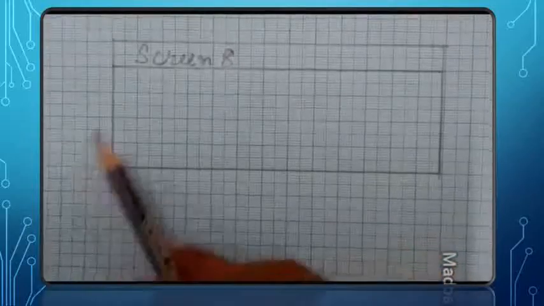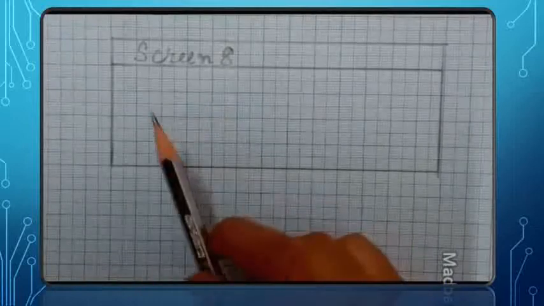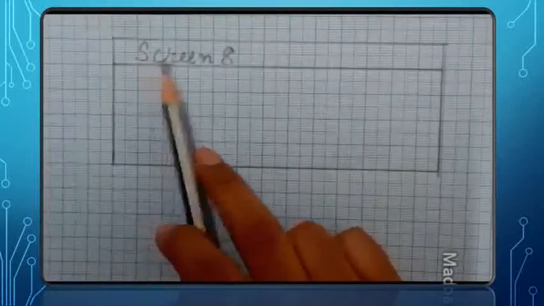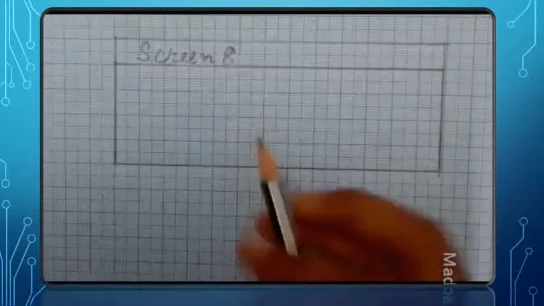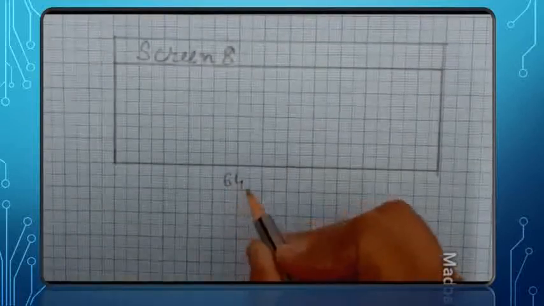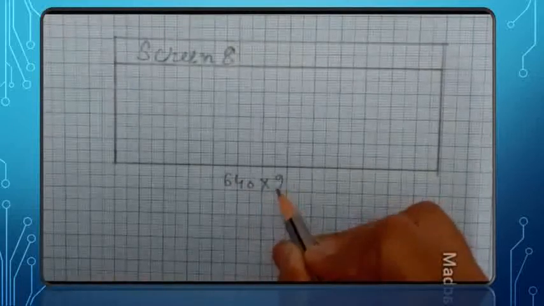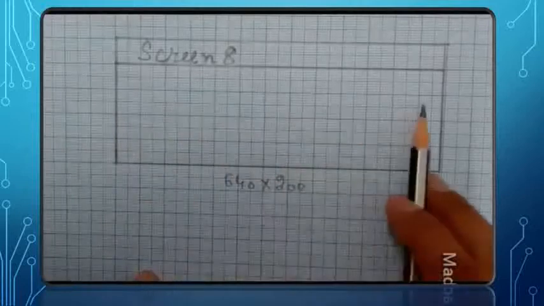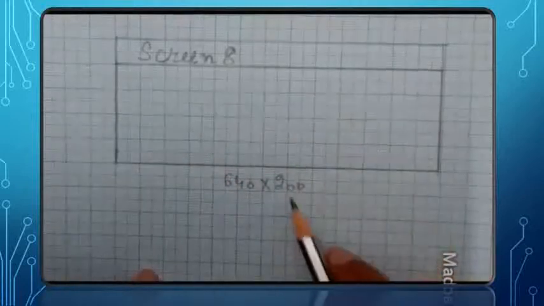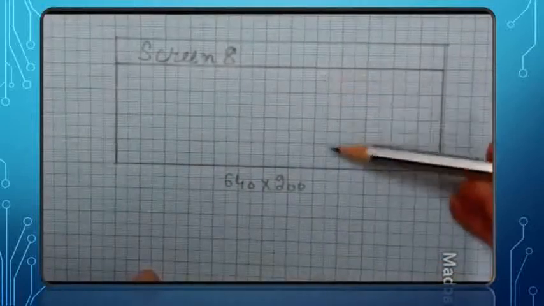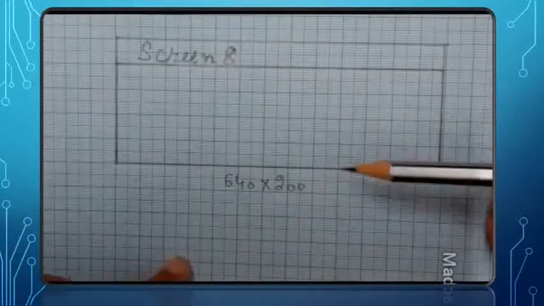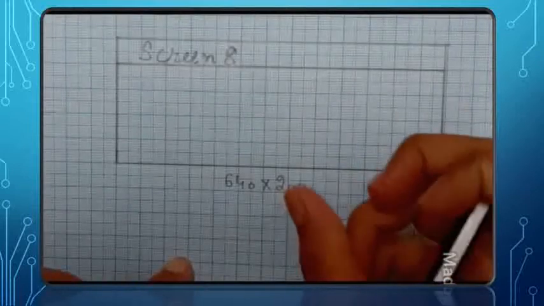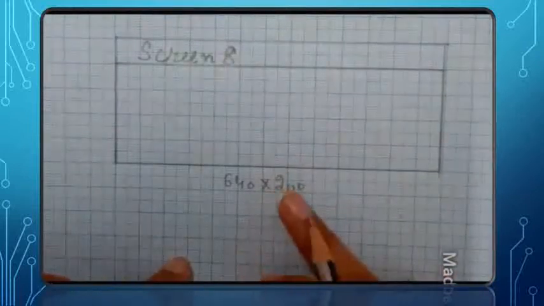Okay students, so using this graph paper, we are going to see about the output screen. As we know, in screen number 8, we have the resolution of 640 by 200, right? That means 640 pixels can be adjusted in the horizontal way, and 200 pixels in the vertical way. So now let's see, when we are going to draw lines, how we have to select the starting point and the ending point in this screen mode.